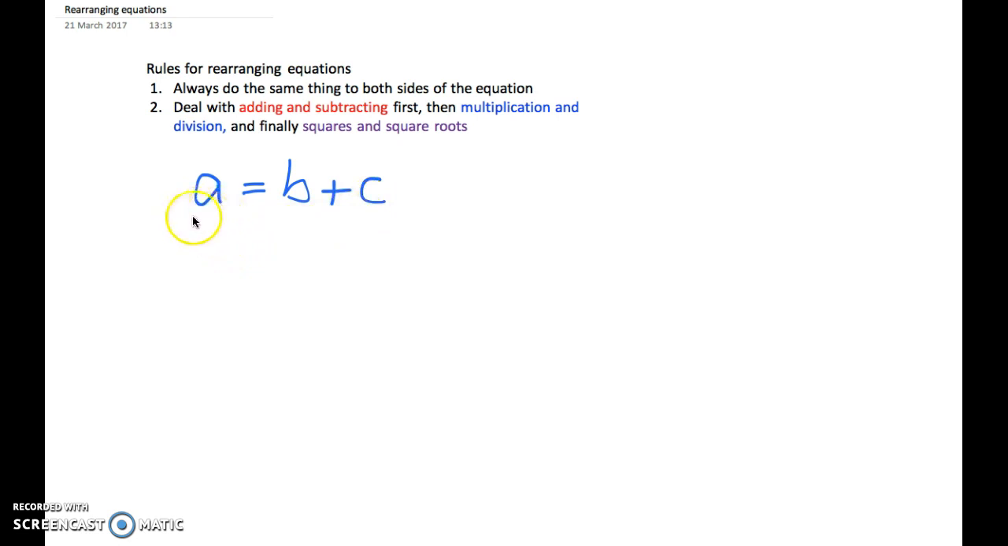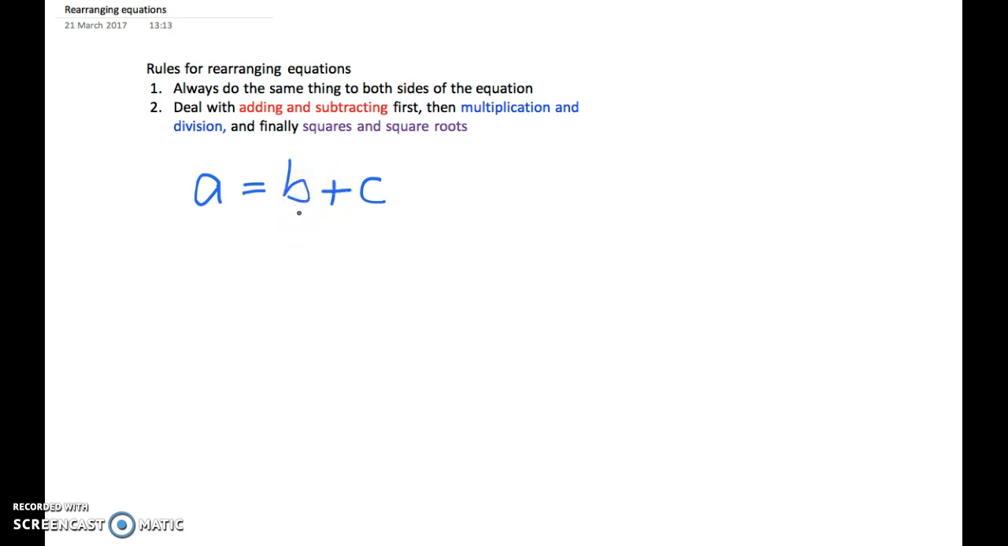Now we call a the subject of this particular equation, but if we want to make b the subject, then what we need is b equals something. So this is called rearranging. So we say we're going to rearrange for b.